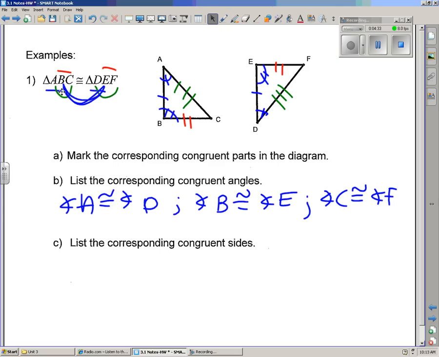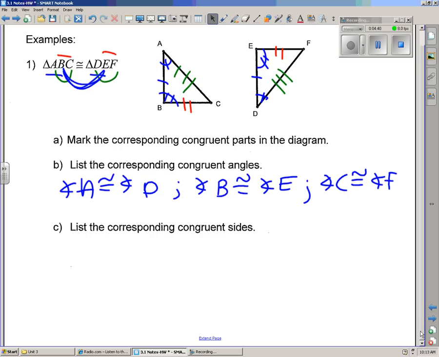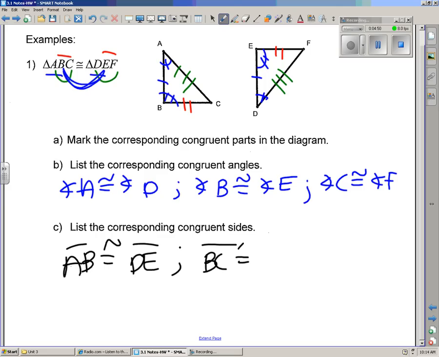When you list the corresponding sides, it's the same idea, but your letters have to match up correctly. That's really important. So for the sides, I know line segment AB is going to match up to line segment DE, and line segment BC is going to match up to line segment EF, and line segment AC is going to match up to line segment DF.